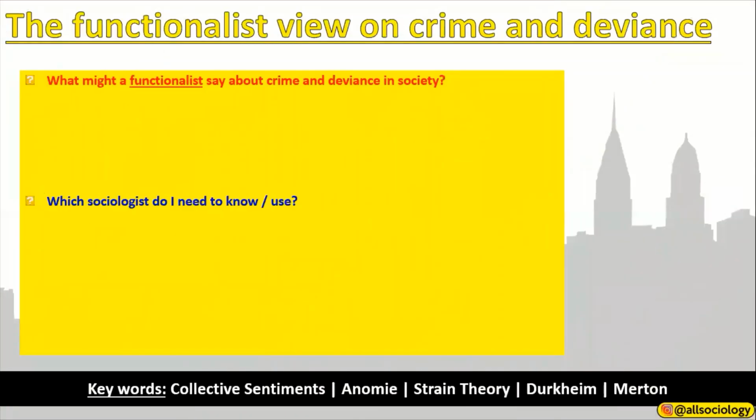So we're going to start off today by thinking about the functionalist views on crime and deviance. I'm going to run this with quite a basic approach: I'm going to consider what a functionalist might say about crime and deviance, and then I'm going to start looking at the sociologists you might need to know.